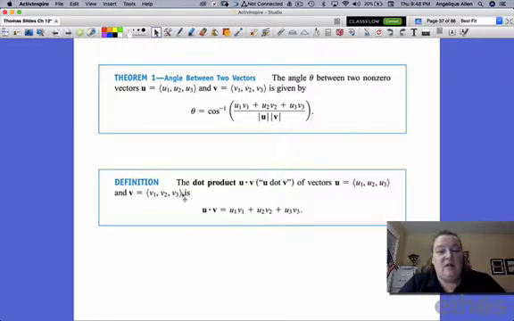Okay, so the dot product formula and how it's related to the angle between the vectors, very important formulas you will use again and again and again.